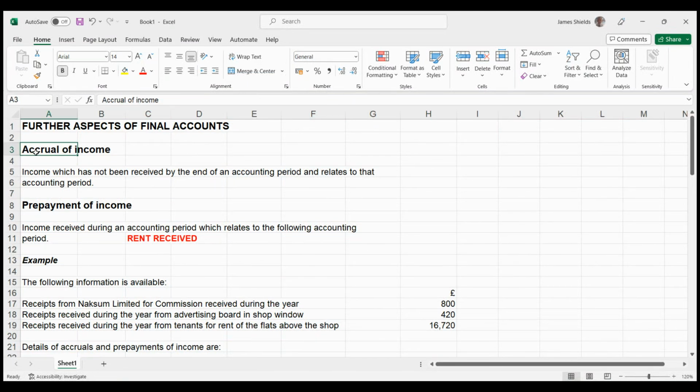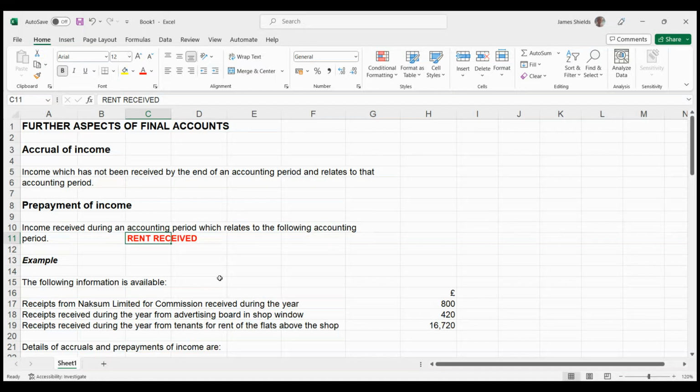So we've got two new things here. We've got accrual of income. Now that's income which has not been received by the end of an accounting period and relates to that particular accounting period. And prepayment of income, income received during an accounting period which relates to the following accounting period. An example here could be rent received, so the rent was being received in advance.